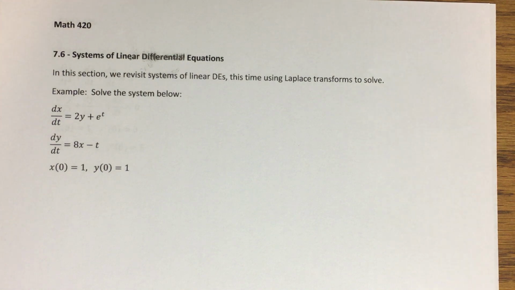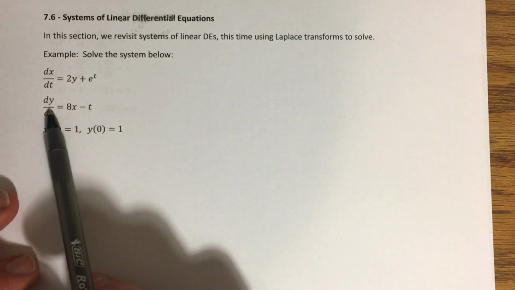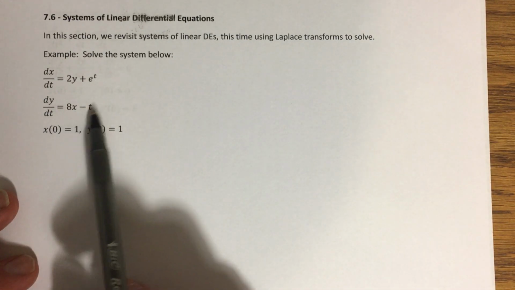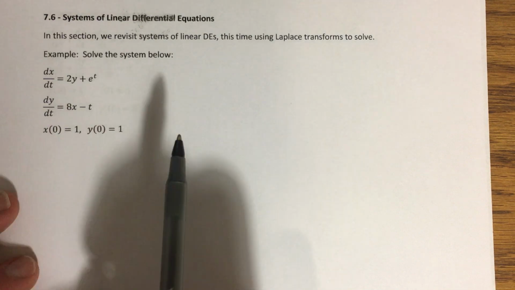So to start with, we have this system of equations below. dx/dt equals 2y plus e to the t. dy/dt equals 8x minus t. And then we have these initial conditions where x of 0 and y of 0 both equal 1.